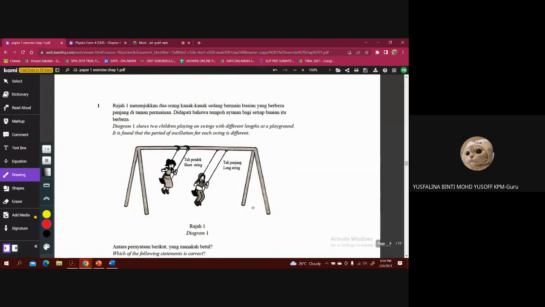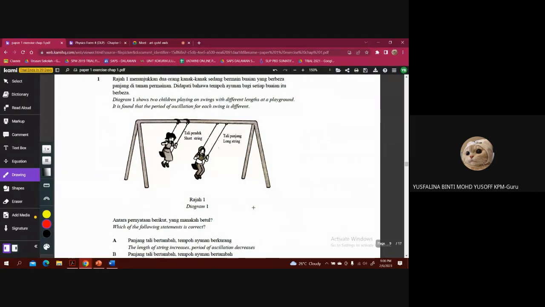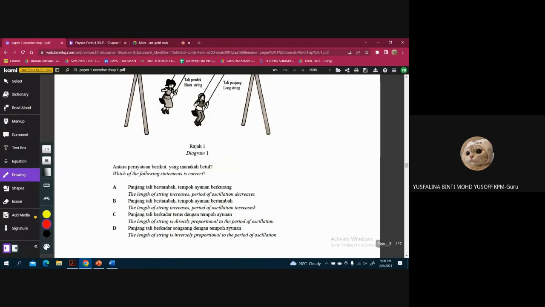Okay, number 1 here, it says a diagram shows 2 children playing on swings with different length at the playground. It will be found that the period of oscillation for each swing is different. This one is like a pendulum. So which of the following statements is correct? The length of string increases, the period of oscillation decreases. Okay, what does it mean by the period of oscillation? Period of oscillation means the time for one complete oscillation.